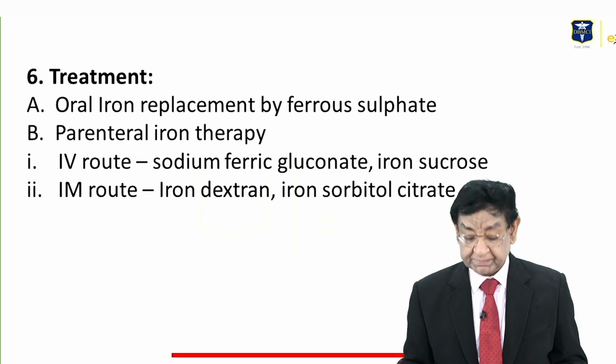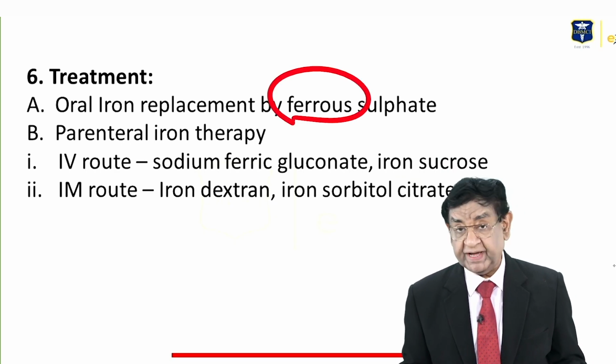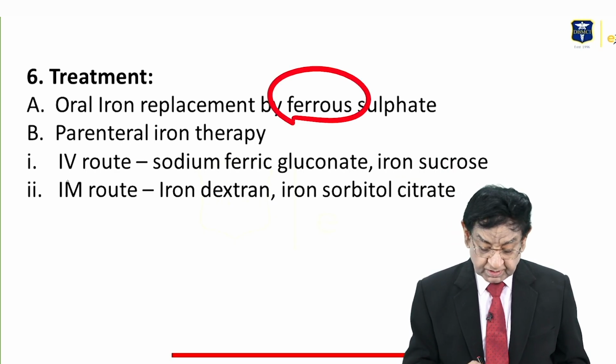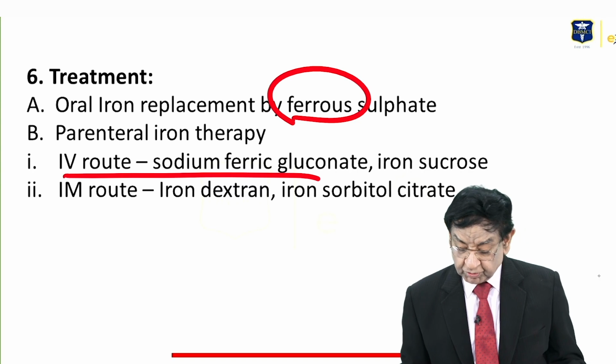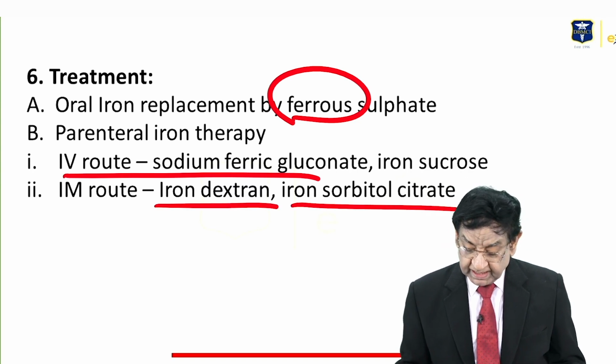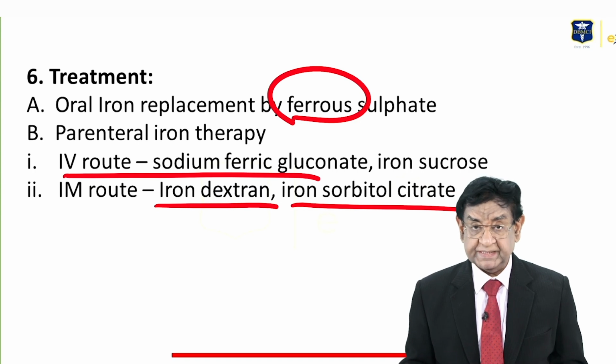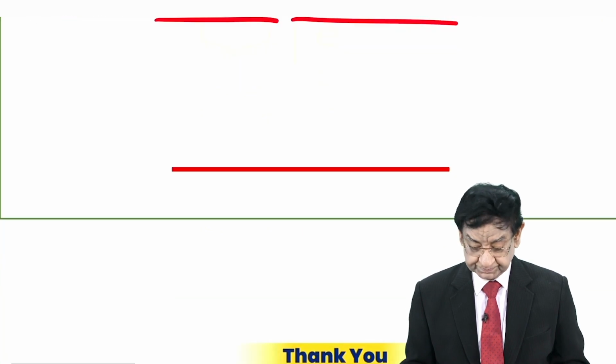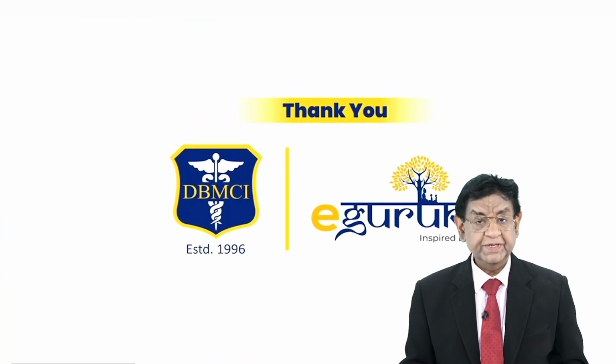Treatment: oral, replaced by ferrous sulfate, never by ferric. Parenteral route, IV route: sodium ferric gluconate, iron sucrose. IM route: iron dextran, iron sorbitol citrate, and given by the Z technique. Thank you very much.